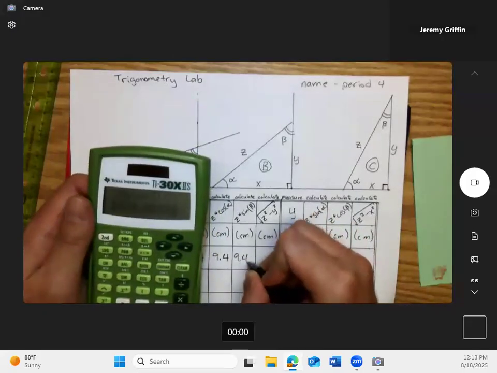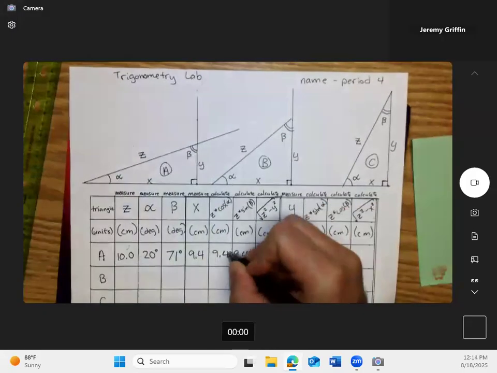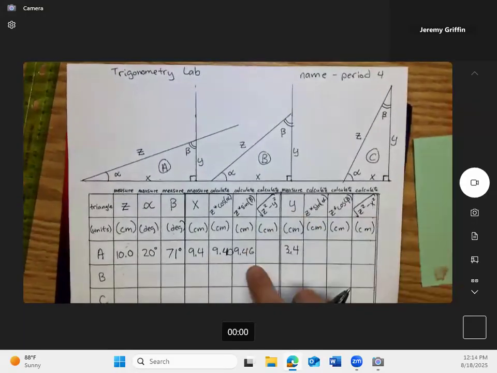9.46. 9.40, 9.46. Okay, which is pretty close to what I measured, isn't it? Right. Yeah, I'm happy with that.